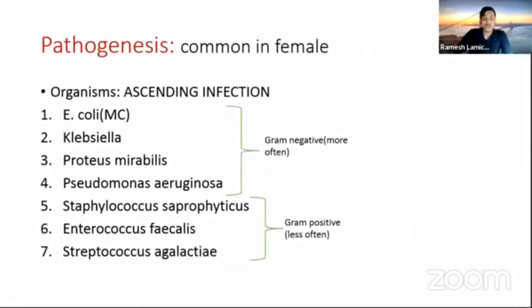So pathogenesis: it is common in females due to the short urethra. The female urethra is just 4 centimeters, in case of the male it is 18 to 20 centimeters. So short urethra and close proximity with the anus cause fecal contamination with ascending infection. Ascending infection is usually caused by the gram negative E. coli, Klebsiella, Proteus and Pseudomonas.